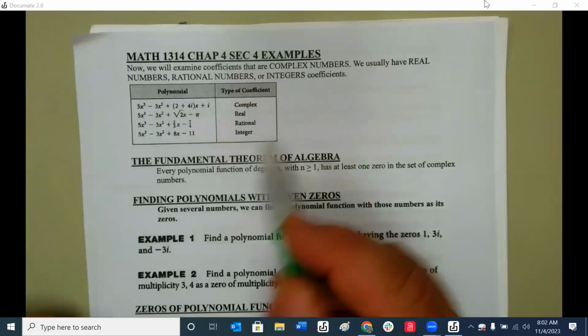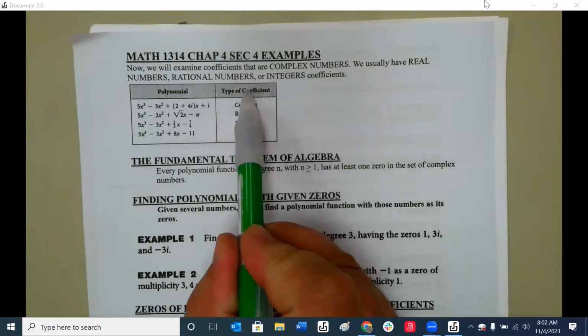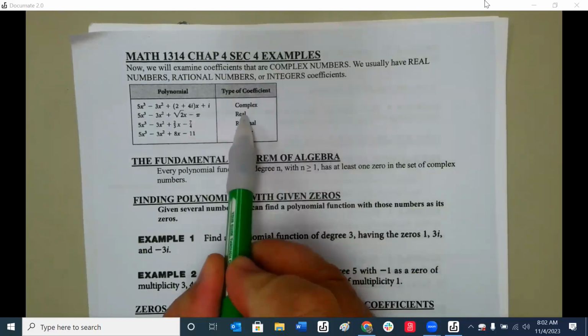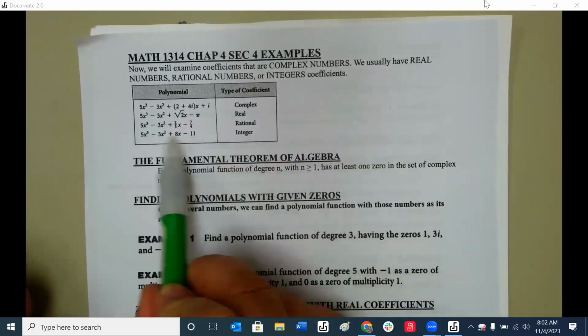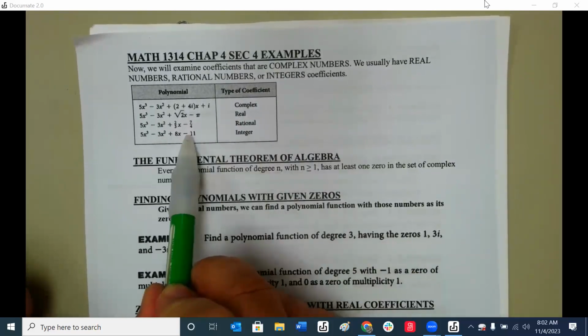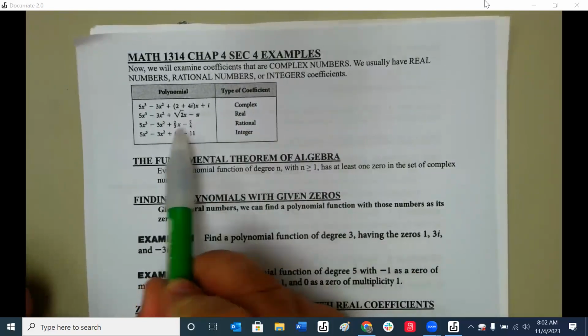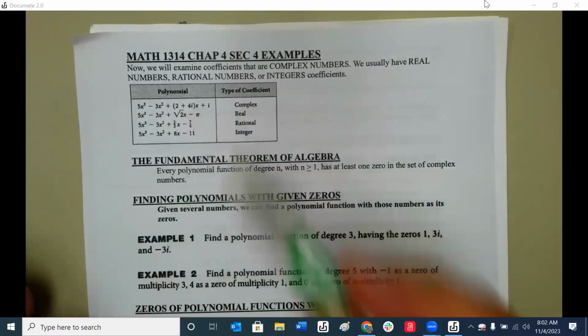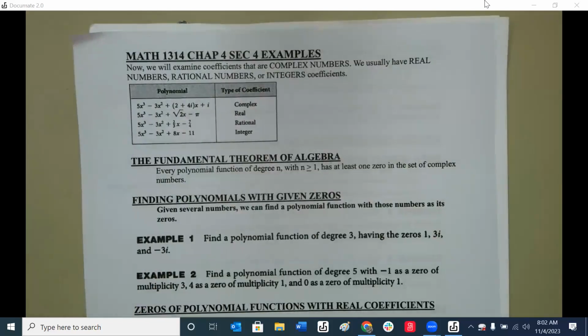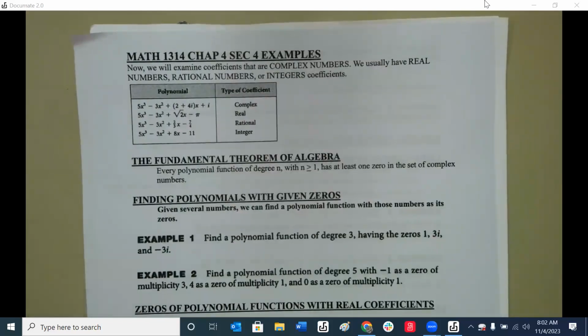Now we're going to look at coefficients that are either real, which are radicals and everything like that, integers, which is what we've been dealing with, rational, fractions, or complex, having i's. That's what we're going to look at, to see if our solutions will have imaginaries and radicals and rationals and everything like that.